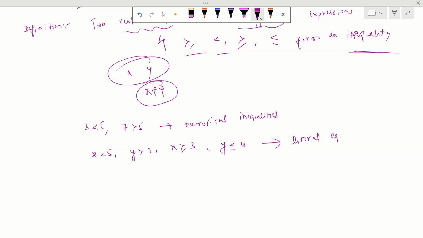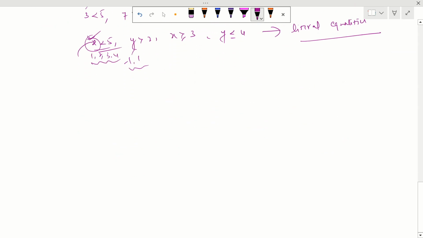Literal inequalities. Here x may be whatever, either 1, 2, 3, 4, and y may be 1, minus 1, whatever it may be, based on real numbers or natural numbers. So the values are many. Such expressions are called literal inequalities. And here we have only one value, so 3 is less than 5. These are called numerical inequalities. Now let's come to some examples.